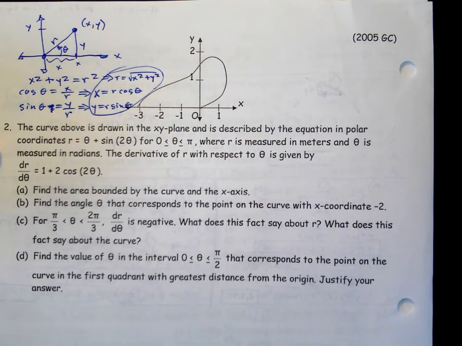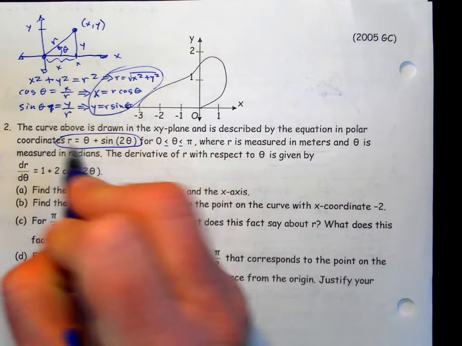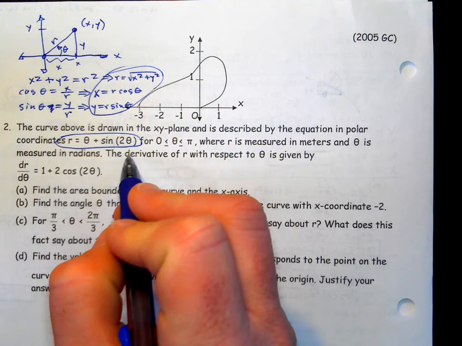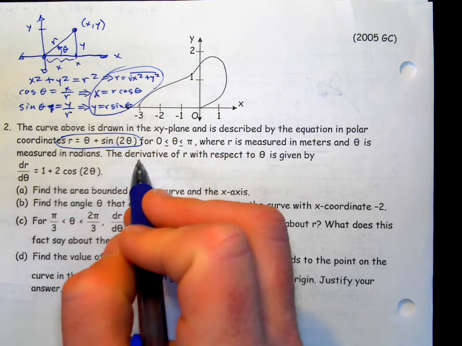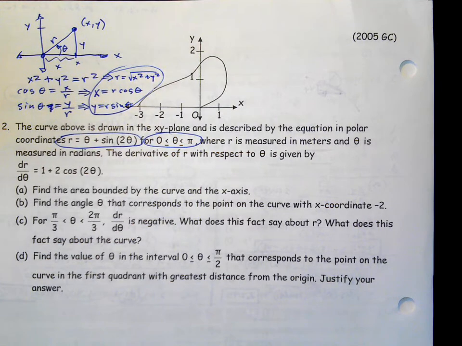The curve above is drawn in the xy plane and is described by the equation in polar coordinates. Now, polar coordinate equations usually are radius determined by theta instead of y determined by x. And the domain is angles, where r is measured in meters. So they have actual length units in here. Theta is measured in radians, always radians.